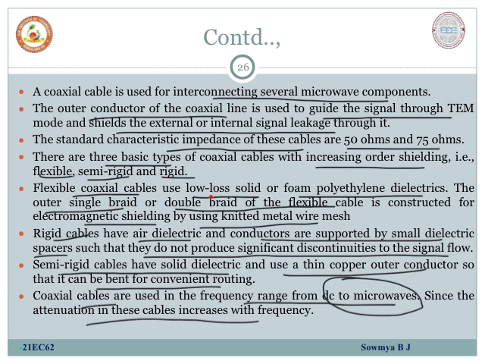Flexible coaxial cables use low loss solid or foam polyethylene dielectrics. The outer single braid or double braid of the flexible cable is constructed for electromagnetic shielding by using knitted metal wire mesh. The rigid cables have air dielectric and the conductors are supported by small dielectric spaces such that they do not produce significant discontinuity to the signal flow. Coming to the semi-rigid cables, they have solid dielectric and they use a thin copper outer conductor so that it can be bent for convenient routing. And these coaxial cables are used in the frequency range from DC to microwaves since the attenuation in these cables increases with the frequency.